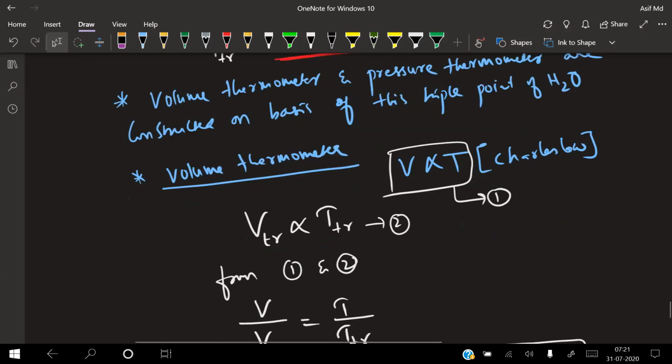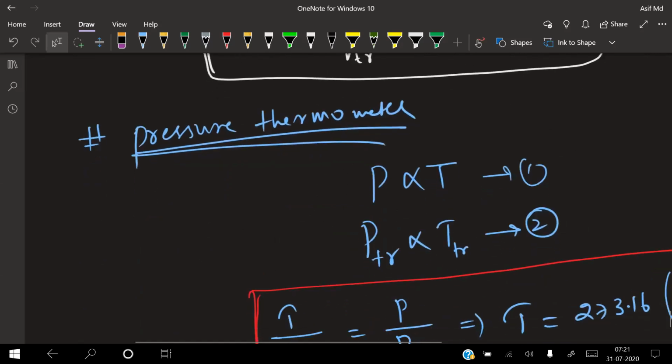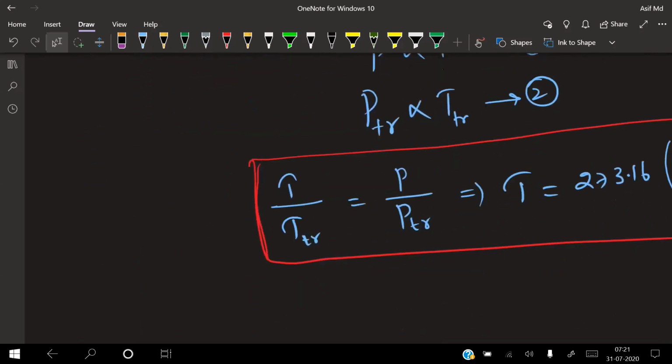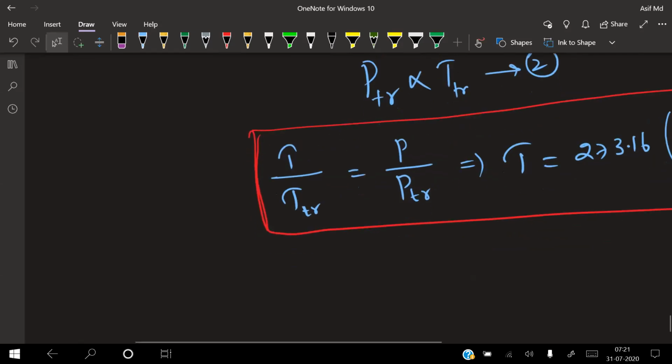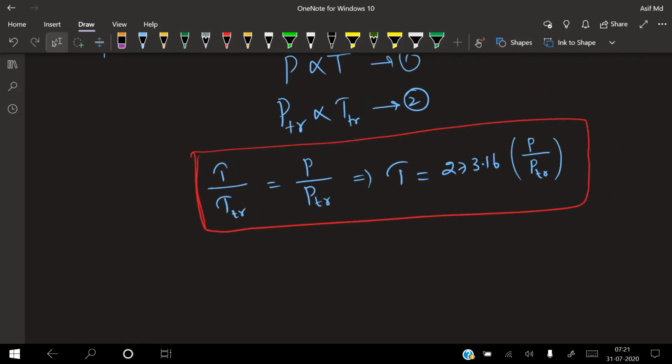Okay, so what is the relation? If I am writing in terms of volume, V by volume at the triple point must be equal to temperature by temperature at the triple point. If I am writing in terms of pressure, temperature of the given substance by temperature at the triple point must be equal to P by pressure at the triple point. So the temperature T is equal to 273.16 into pressure P divided by pressure at the triple point. Clear?